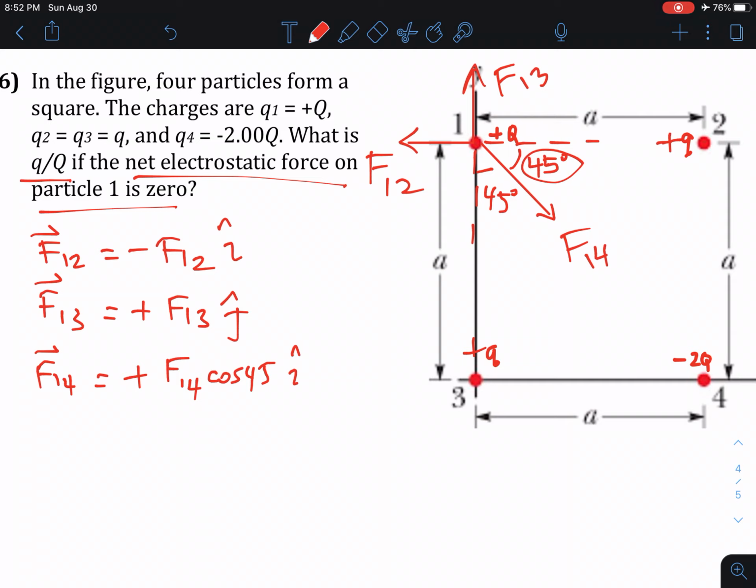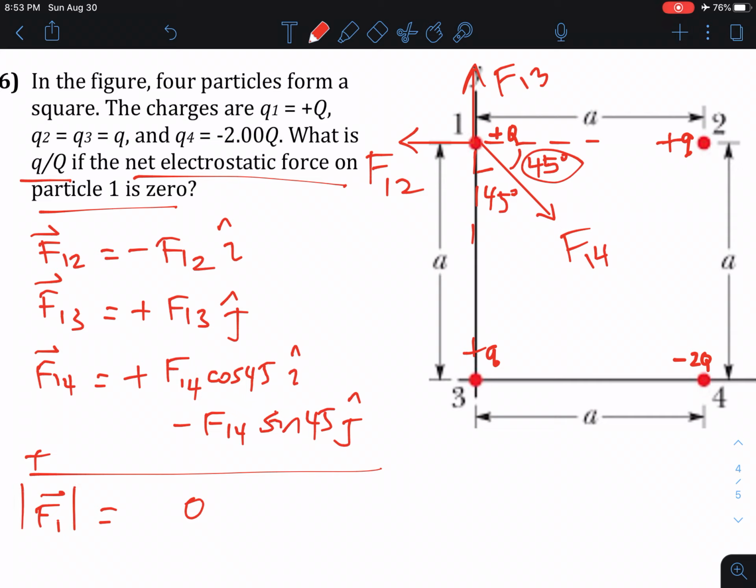And the y component is negative, so I'm going to put a negative sign, and it's going to be F(1,4), and I'm going to use sine 45 because I'm using the 45 with the x-axis. And again, it doesn't really matter for 45 degrees, but let's be consistent, right? So these are the forces, and when I add all of these up, I should get 0, right? The net force on 1 should be 0. And since 0 is a magnitude, I'm going to put that in a magnitude too by putting absolute value. So let's find out what F12, F13, and F14 are from Coulomb's law.